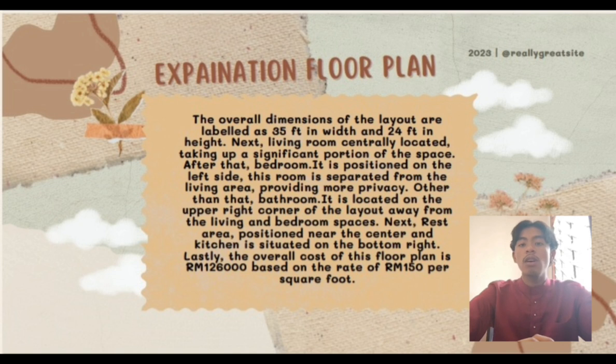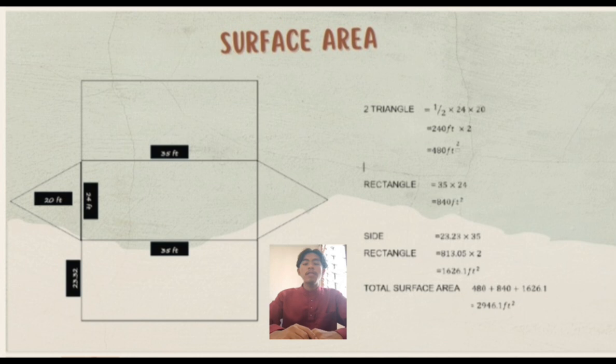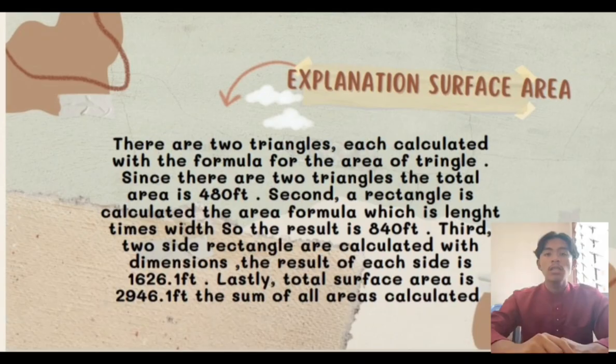Lastly, the overall cost of this floor plan is 126,000 ringgit based on the rate of 150 per square foot. So, this is our surface area. Next, I will calculate the floor plan using this formula, and this is the full calculation. After we calculate the floor plan, next I will explain the surface area.